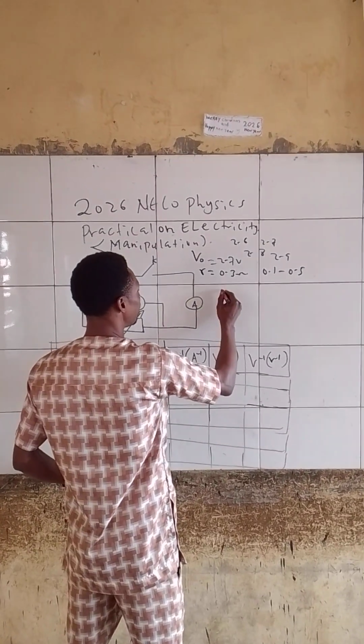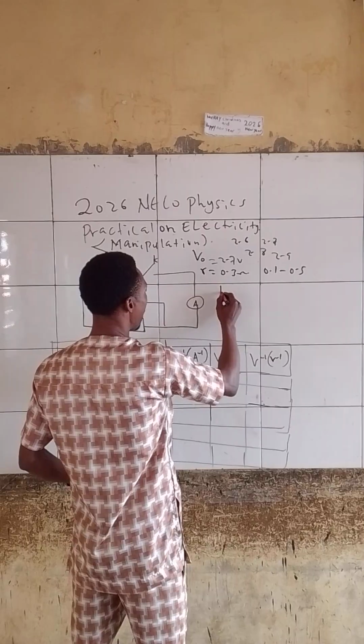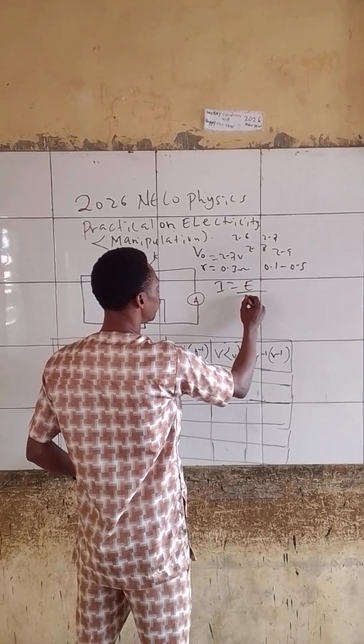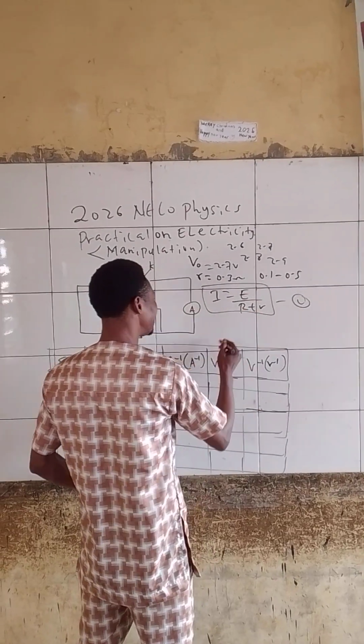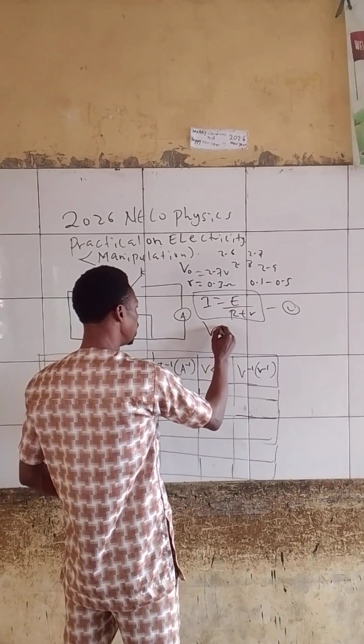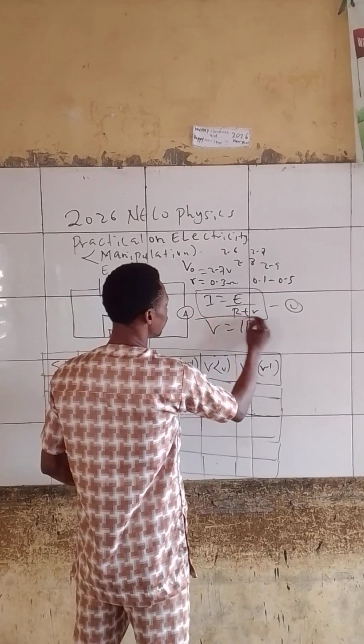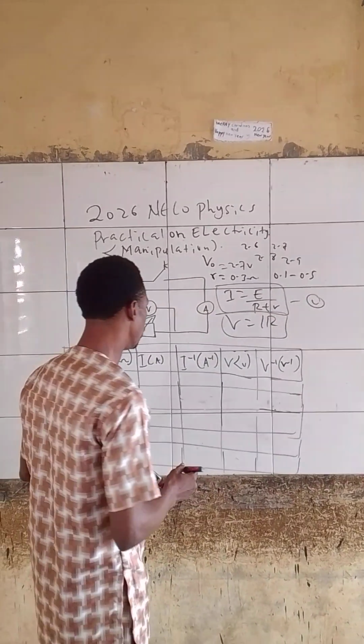Now, there are two formulas we're going to use to manipulate this. What are the formulas? Number one: I equals E over R plus r. So let's take the first reading using this, and the second reading we are going to use to calculate voltage. Voltage equals what? IR. So these are the two formulas we are going to be using.